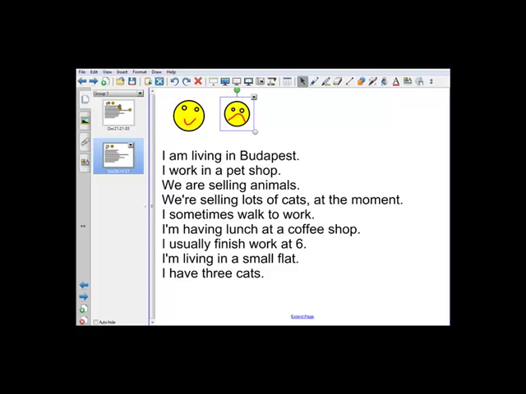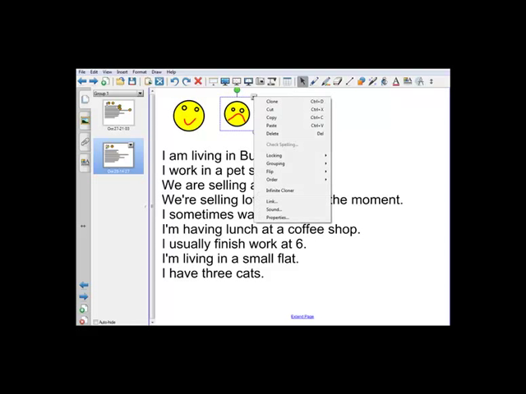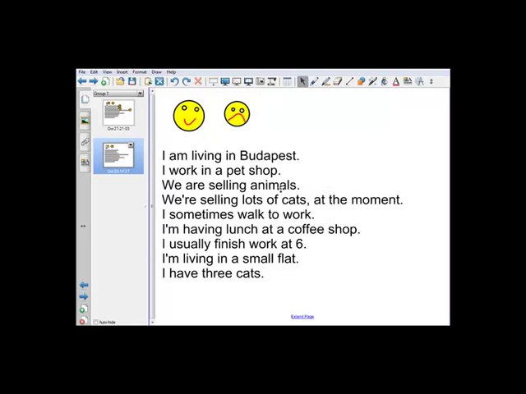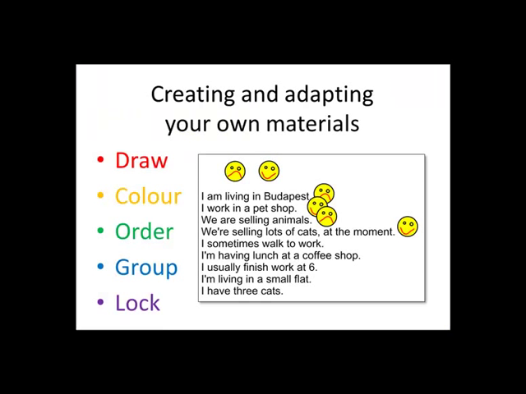And now we're ready to do the exercise, which is to drag the unhappy face to the incorrect sentences and the happy face to the correct sentences. So there's a quick summary of the 5 basic features: draw, colour, order, group and lock.